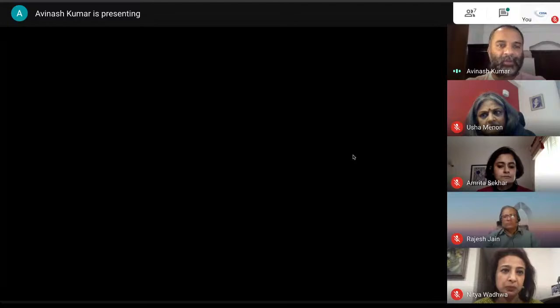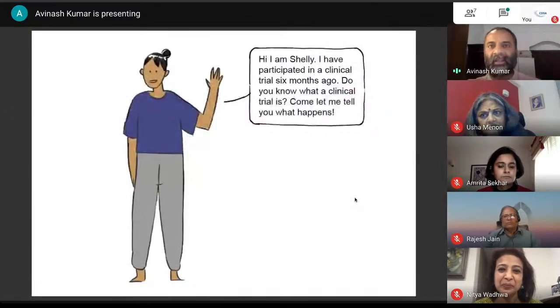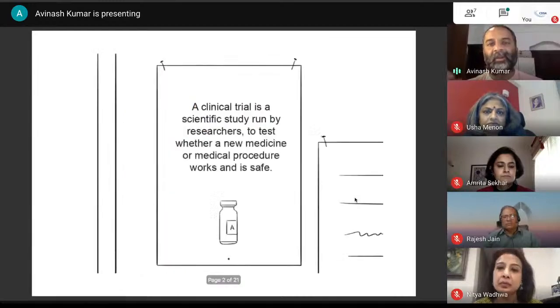And it's only about 20 pages long, so I'll maybe stay on each page for like 4 or 5 seconds so you can read it. Again, this is obviously in English, but this was translated in 3 languages for the research. And if we hit the ground with it, then it'll be translated in local languages as well. So here again, the idea is to introduce in a very simple way what a clinical trial is.